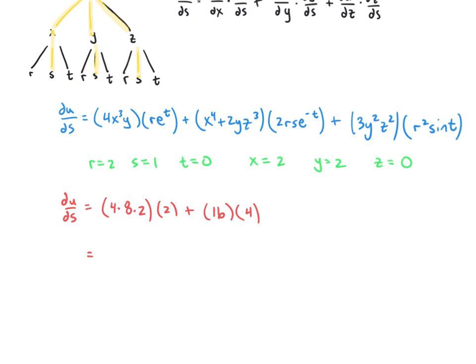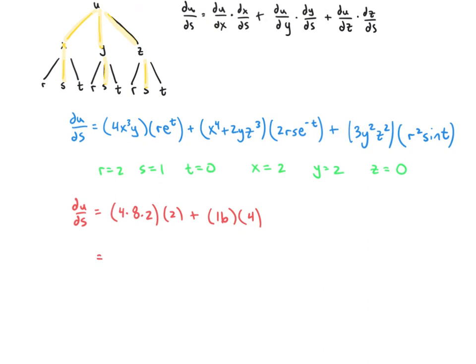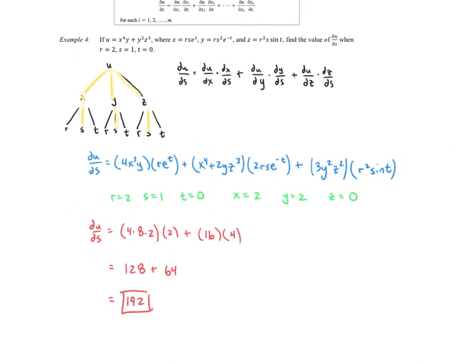All right, so let's simplify this down. So 4 times 8 is 32, times 2 is 64, times 2 is 128. 16 times 4 is 64, and we add those up and we get 192. Okay, so that is the basics of the chain rule.